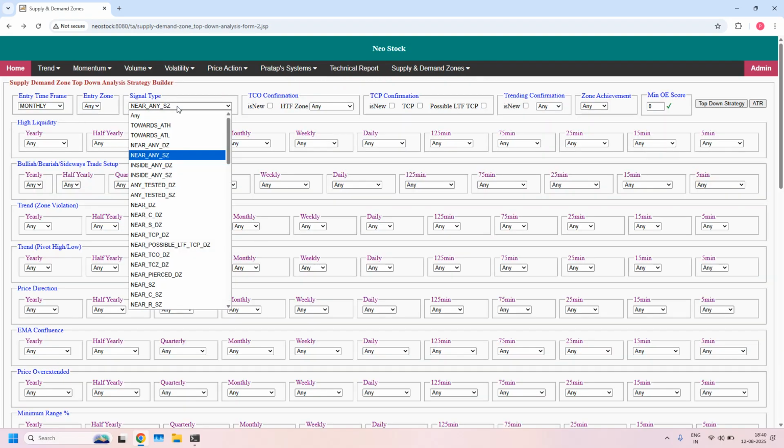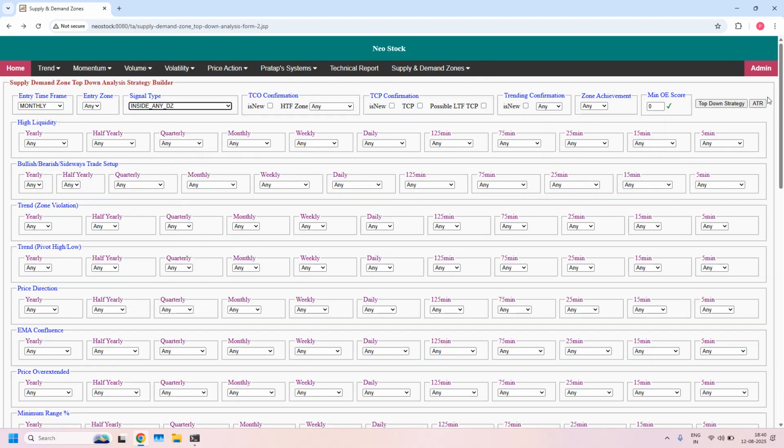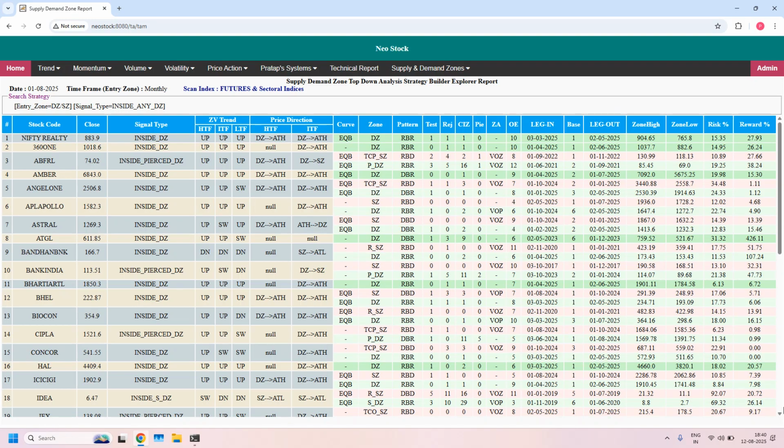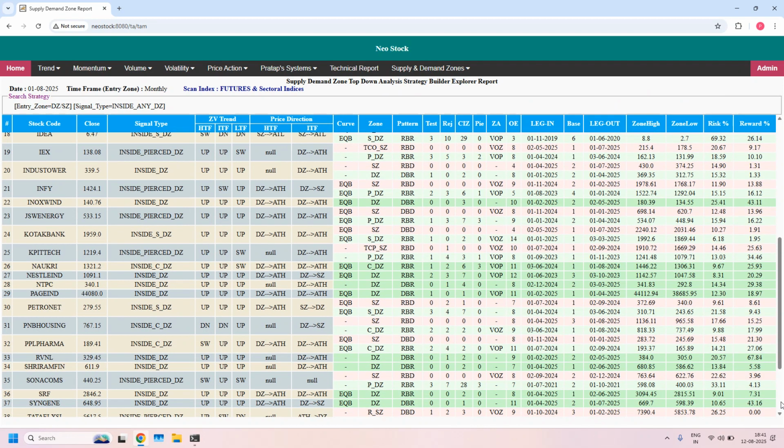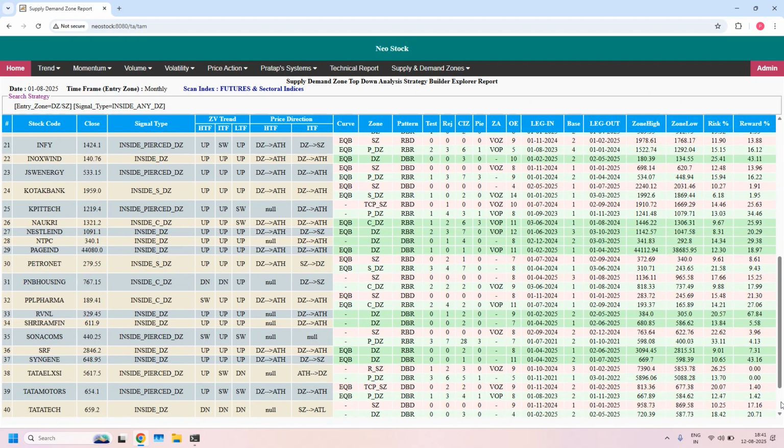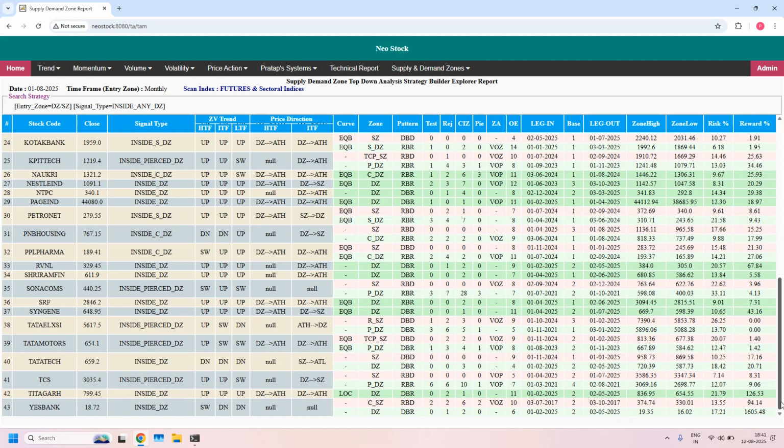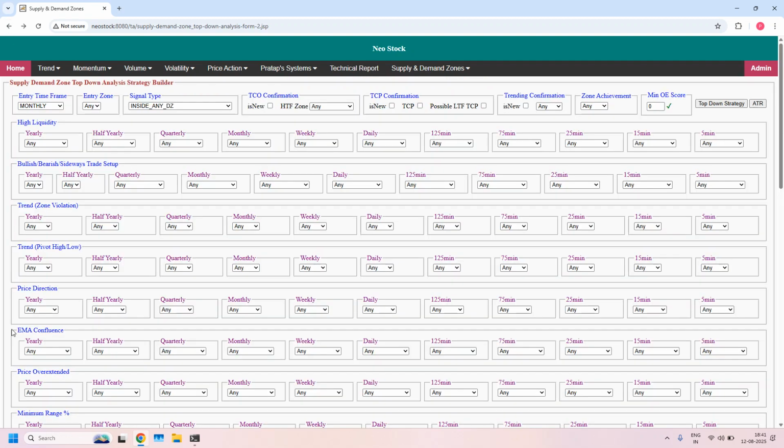Next, price closed inside the monthly demand zone. First 18 stocks in the list. I am scrolling the list down. Total 43 stocks are filtered. Out of these 43, how many of these monthly demand zones are having monthly EMA confluence? Let's verify.